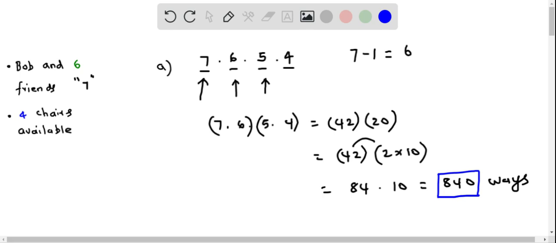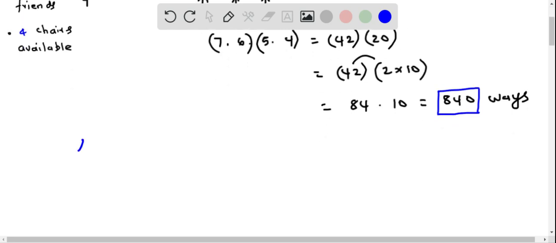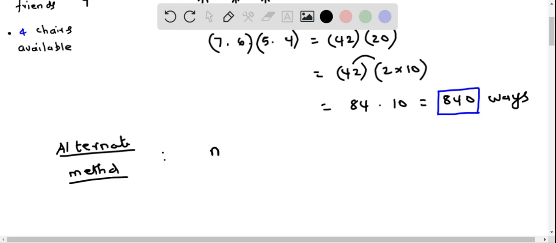Alternatively, we can do the same problem using the permutation formula. Let's put this as the alternate method. Here we use the permutation formula. That is, if there are n objects taken r at a time, it is nPr, and according to the formula, this is n factorial divided by n minus r factorial.